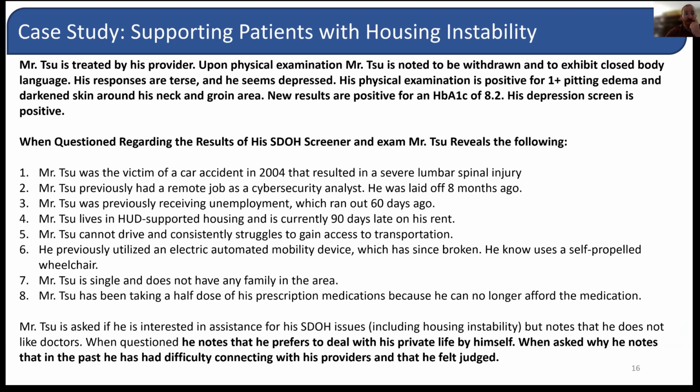And I do need to remind folks, for those of you who aren't aware, that A1c is a logarithmic measure. So 8.2 is much, much higher as far as quantity than a 7.0 A1c. It is a logarithmic measure. His depression screen is also positive.